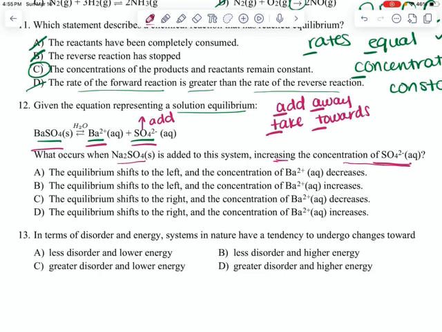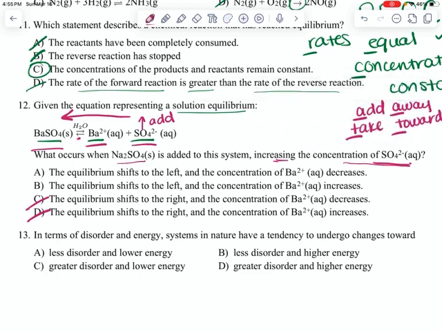When you add SO4 2 minus, equilibrium shifts away and it will do this reverse reaction. So equilibrium shifts to the left, so it's not C or D. And what happens to Ba2 plus? Let's think about it. If the reverse reaction is happening and we are adding SO4 and making BaSO4 solid, we're going to be using up the Ba2 plus, because we need this Ba2 plus to make BaSO4. Since we're making more of this BaSO4, we are going to use up the Ba2 plus, so the concentration will decrease.